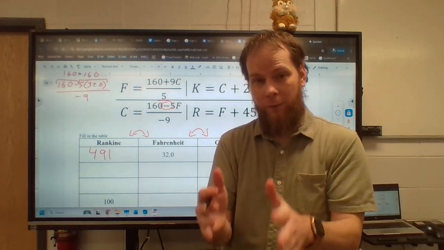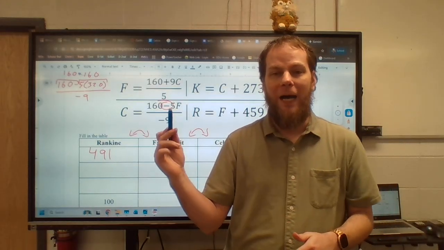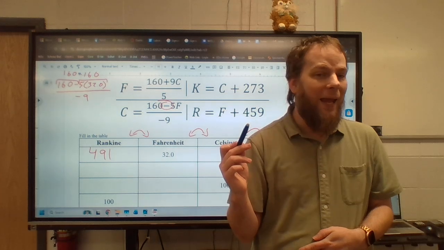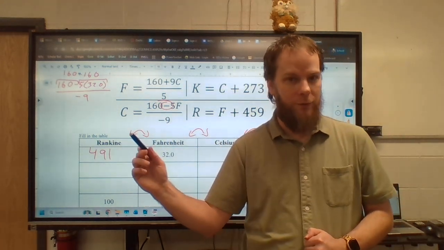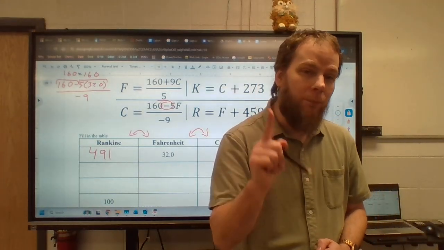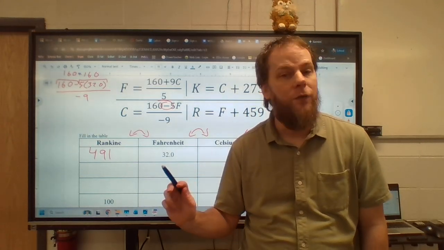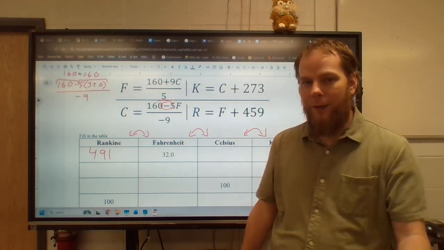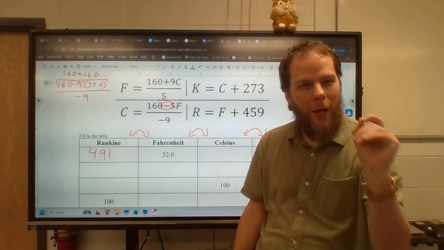It doesn't change our sig figs. In fact, every number up here, the 5, the 9, the 160, ditto for this one, the 273, and the 459 are all to be treated as integers in these calculations. What that means is the only number that affects our sig figs is the number we started with. So this has 3 sig figs, so our answer needs 3 sig figs. Now, some of you are going to see this and go, but wait, that doesn't count.